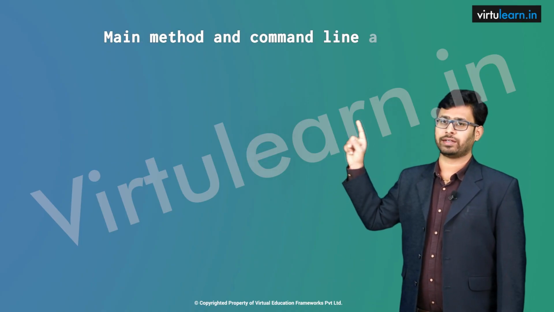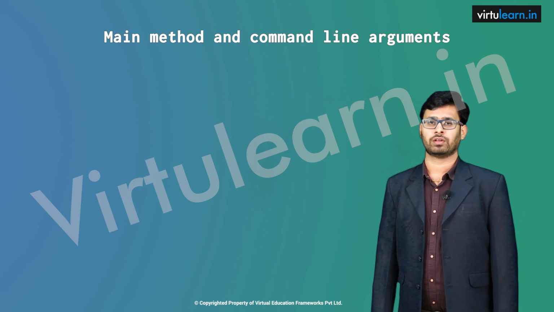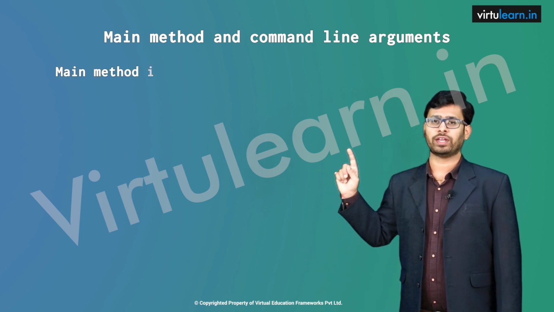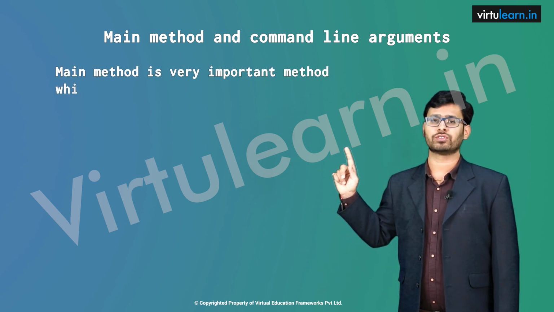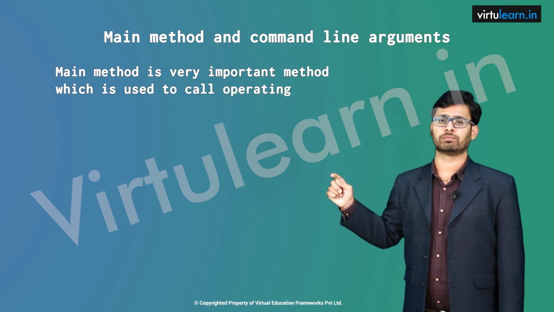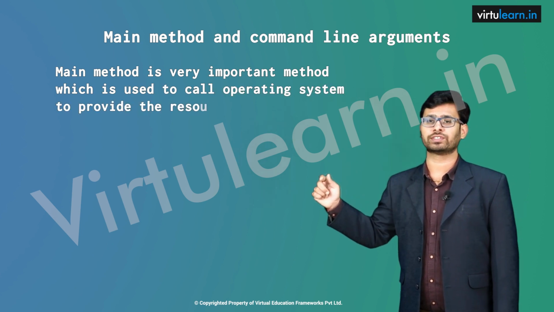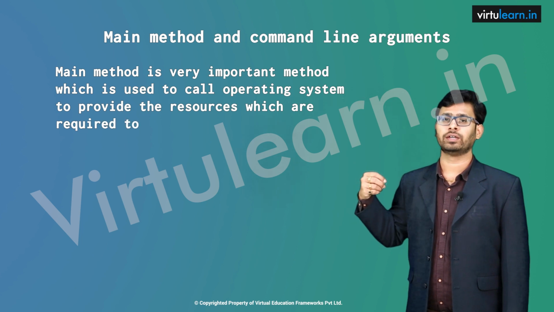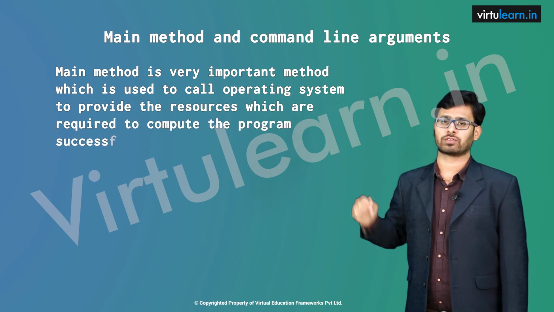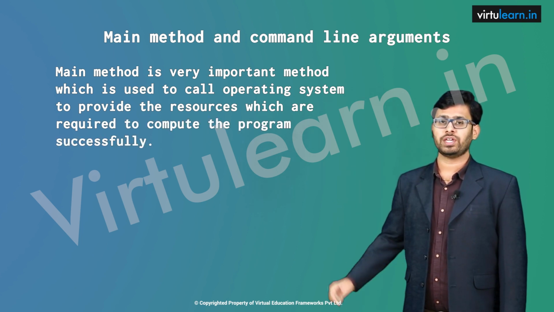and command line arguments. Main method is a very important method which is used to call the operating system to provide the resources which are required to compute the program successfully. Each and every C program has one main method.